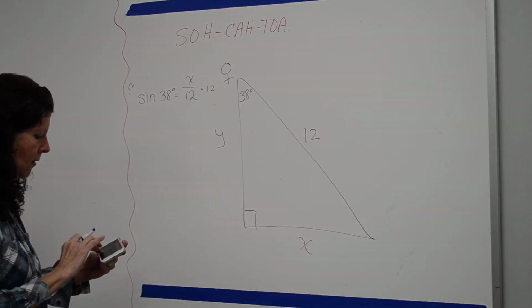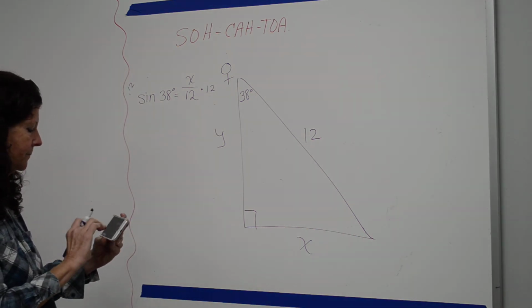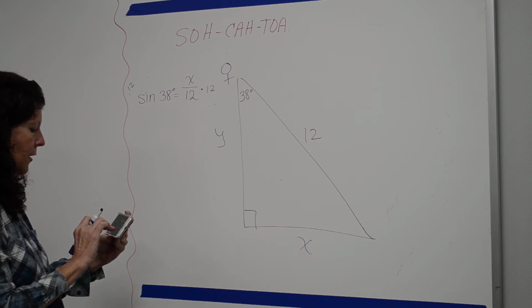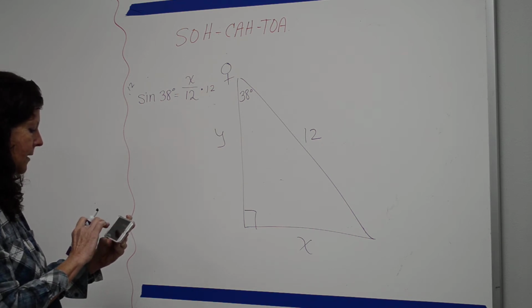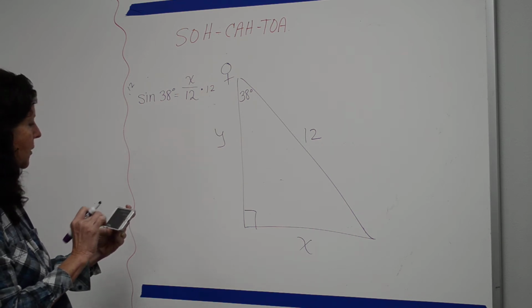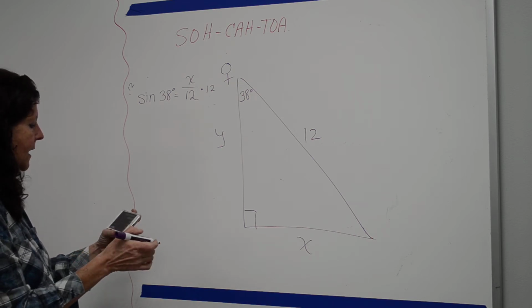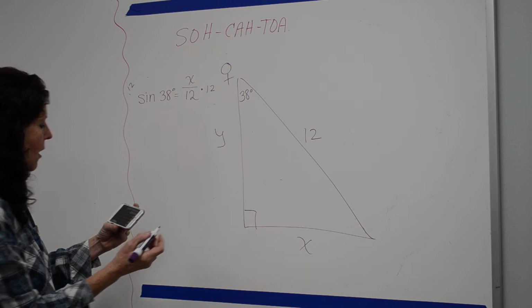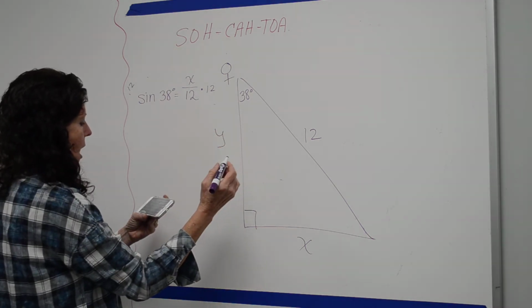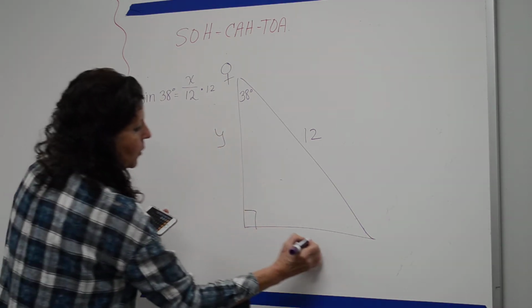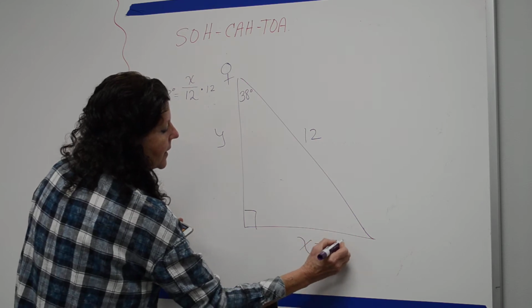So on here, I'm going to take 38, and I'm going to press the sine button, not the inverse sine. And I'm going to multiply that by 12, and it's going to give me an answer, if I round it off, to 7.4. So that's going to give me this.